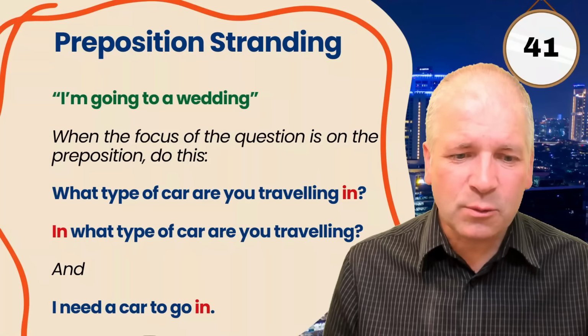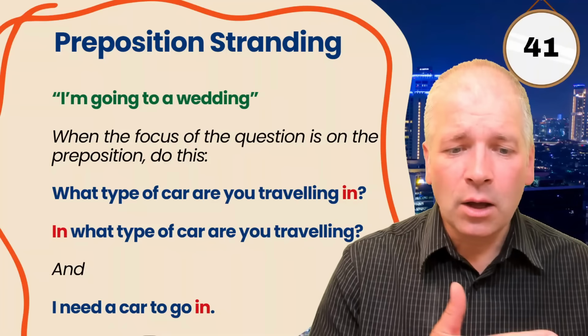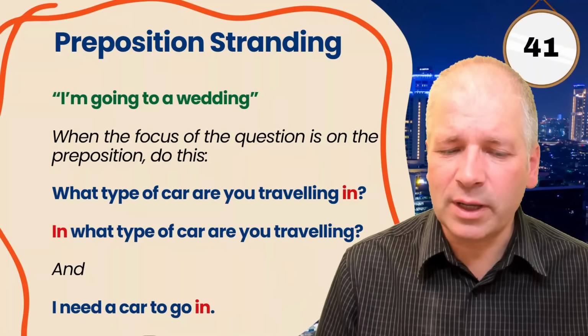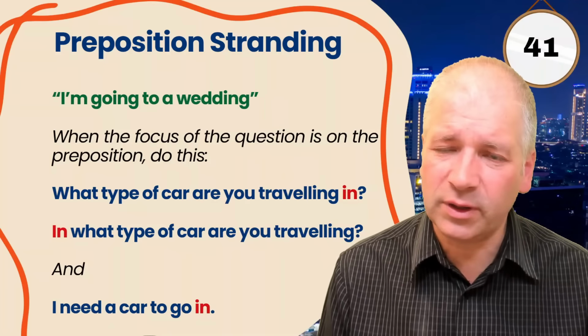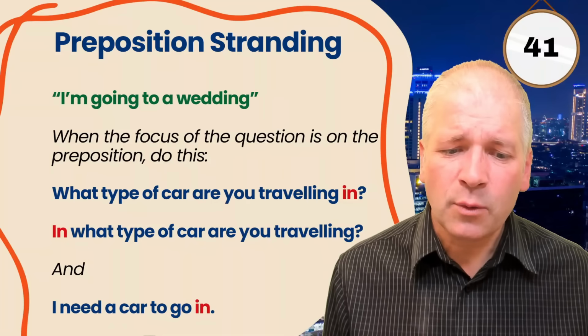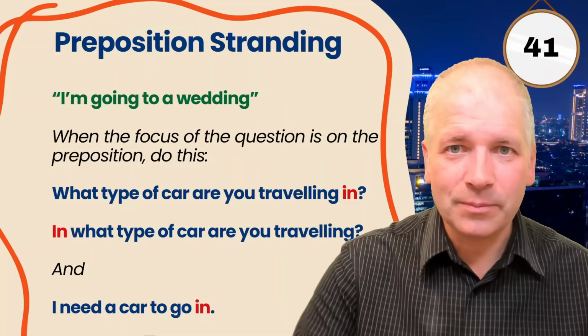But we can switch the order completely in the question and also do this. In what type of car are you travelling? So in goes to the start of the sentence because that's what's important here. And in the response, we can also have in at the end. I need a car to go in.